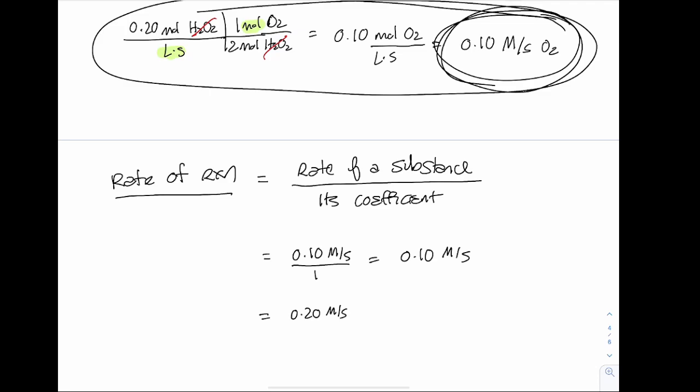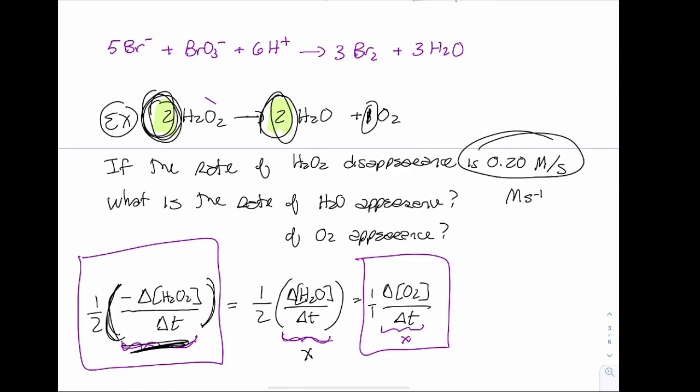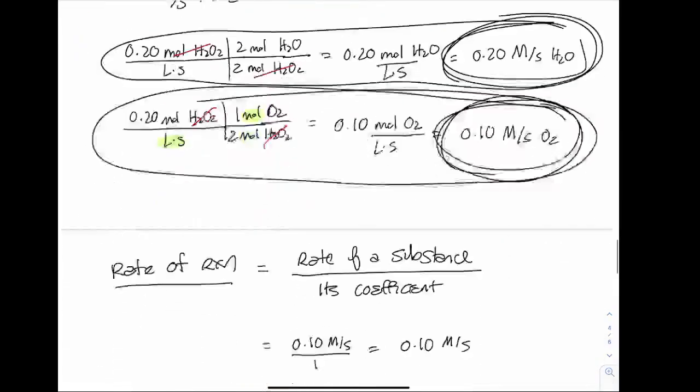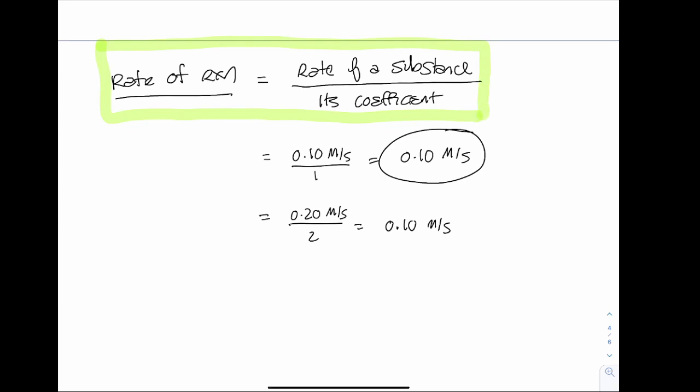0.20 molar per second. This time my coefficient for water, scrolling back up, that's hydrogen peroxide. My coefficient for water is a 2. Scrolling back down, divided by 2, 0.10 molar per second. It doesn't matter which one you use, the rate of our reaction is always going to come out to be the same. So the rate of my reaction, 0.10 molar per second. So do know this, right? If we want the rate of our reaction, and this is an average rate, we'll talk more about that in subsequent videos, the rate of my reaction is going to be the rate of an individual substance in that equation divided by its coefficient.